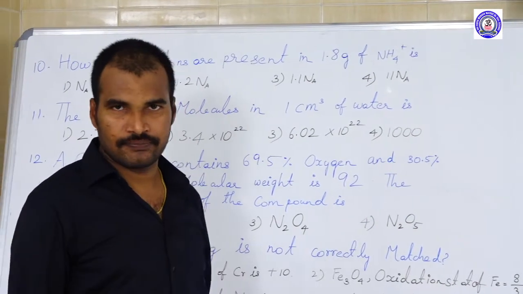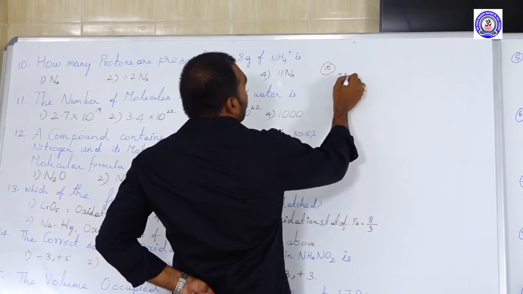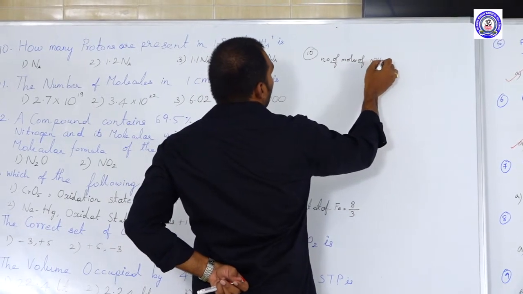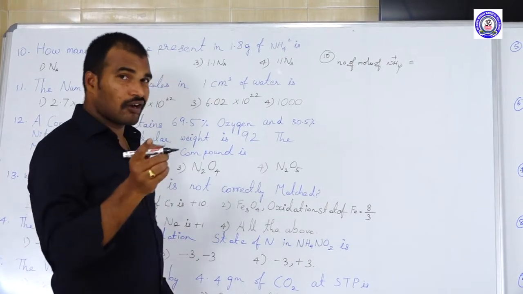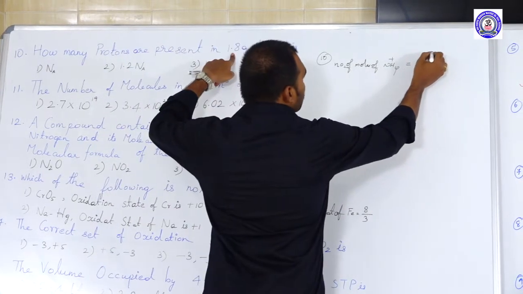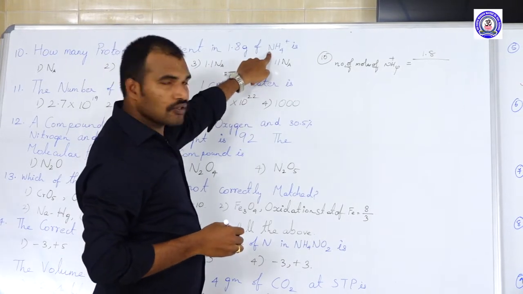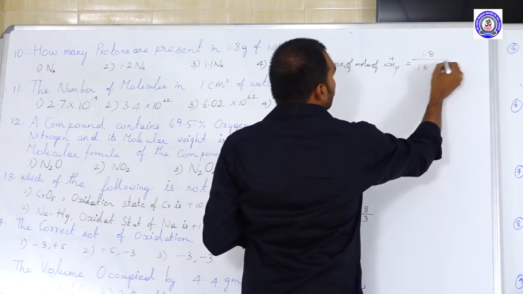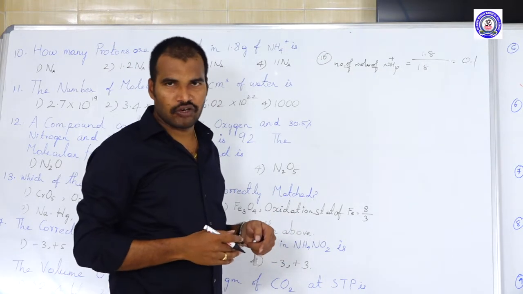Let us calculate. Okay, so first of all, number of moles of ammonium ion is equal to, what is the formula? Given weight by its molecular weight. What is the given weight? 1.8 grams. Okay, and its molecular weight is what? Nitrogen 14 and hydrogens 4 atoms are 4. 14 plus 4, 18. That is equal to 0.1. Number of moles of ammonium ion we got.